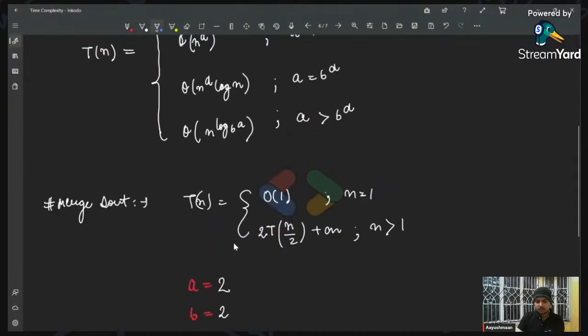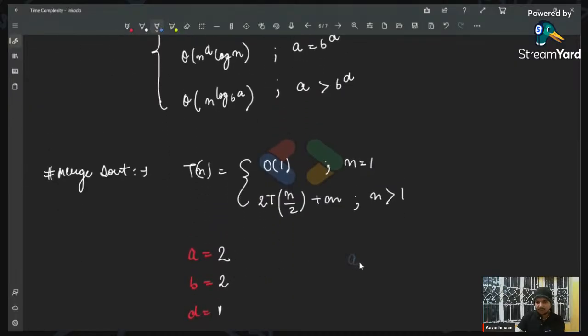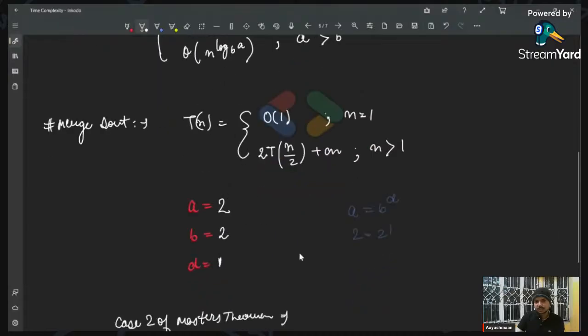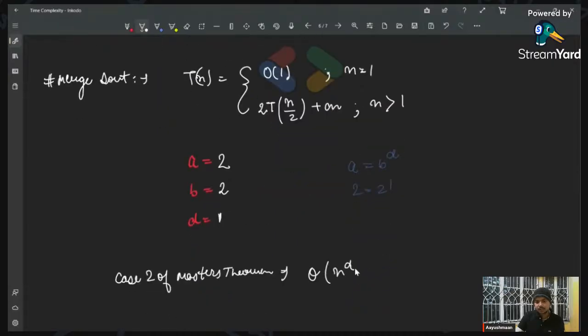So we have a equal to b to the power d, right? Because 2 is equal to 2 to the power 1. Hence, this satisfies case 2 of Master's theorem, which says the time complexity will be theta of n^d log n, where d's value is 1, so we get theta of n log n.